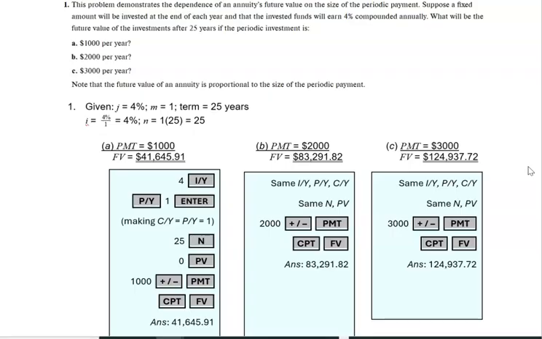And then after entering all that information, you're going to hit compute future value, and it's going to give you an answer of $41,645.91. Okay, so as we've mentioned as well, once you're putting new information into your calculator, whatever information is the same from the previous question, you don't have to re-enter it. Your calculator remembers that as long as you don't clear your work.